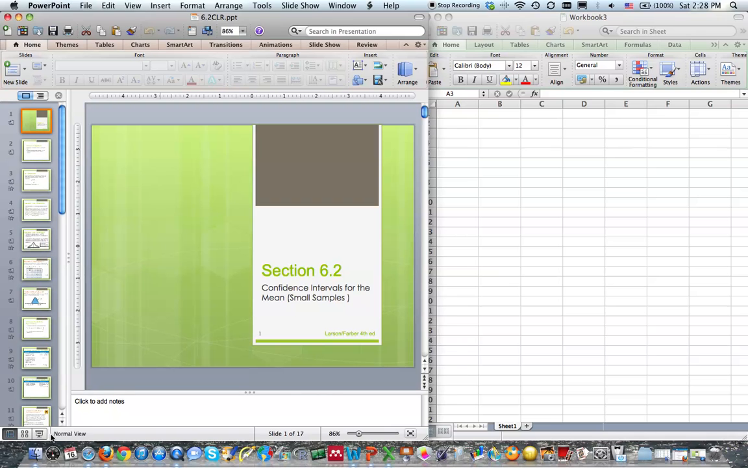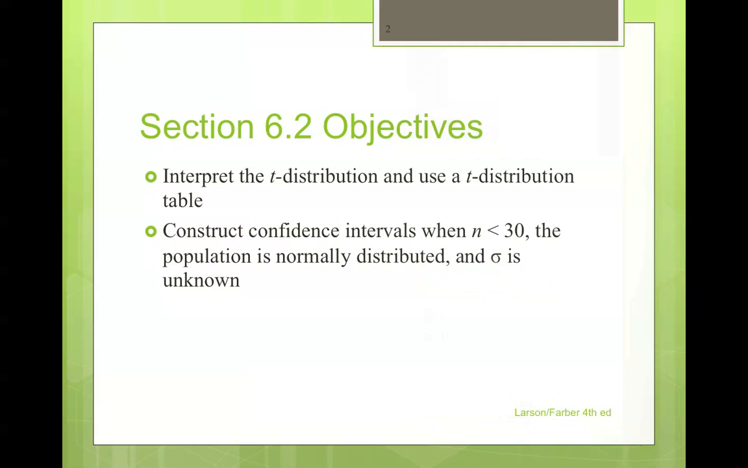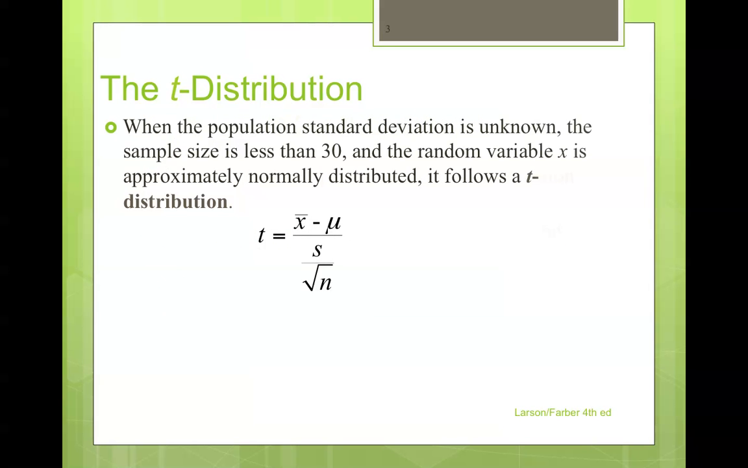This is section 6.2, confidence intervals for the mean when we're using small samples. So we're going to interpret the t-distribution and use the t-distribution table, and construct a confidence interval when n is less than 30, the population is normally distributed, and sigma is unknown.